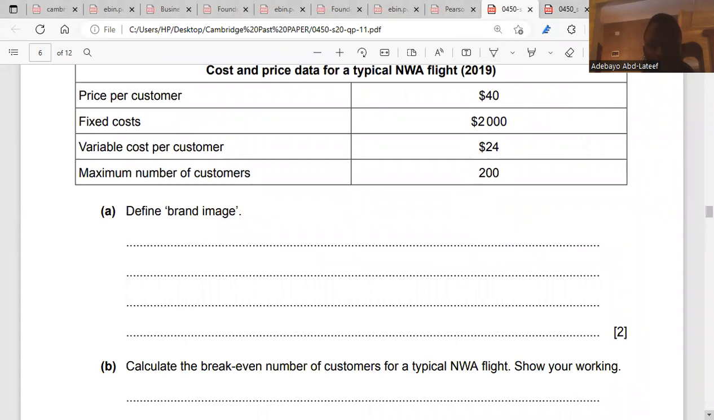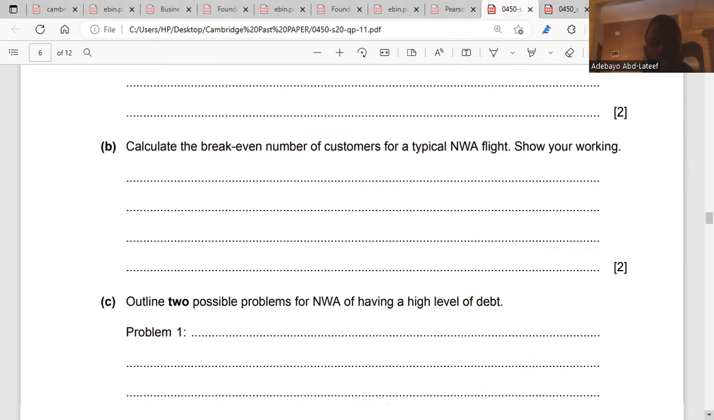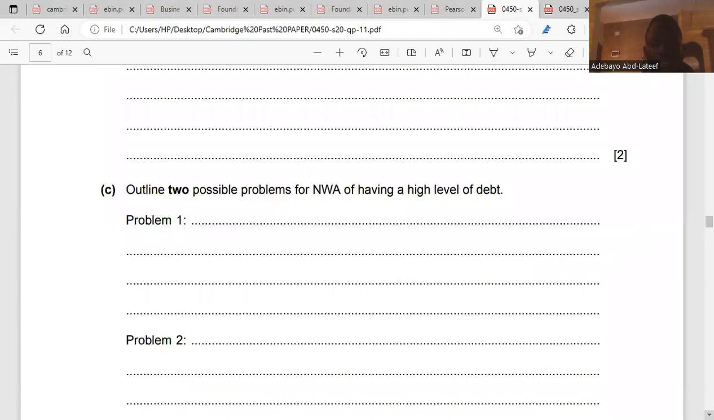Show your working. So the break-even formula is fixed cost divided by the selling price minus the variable cost. Yeah, so it is 2,000 divided by 40 minus 24, which is 125. Okay, already calculated. All right. And then we go to the next part.